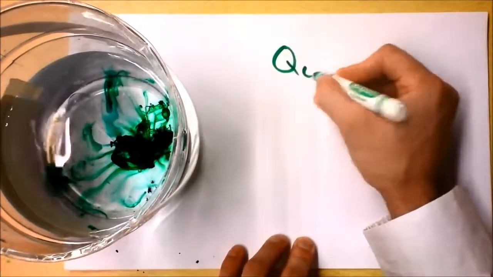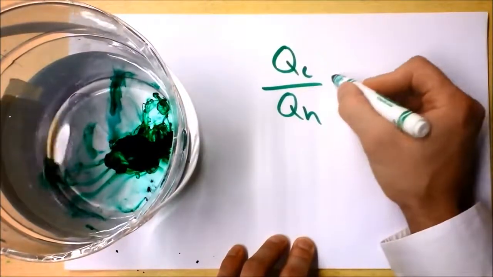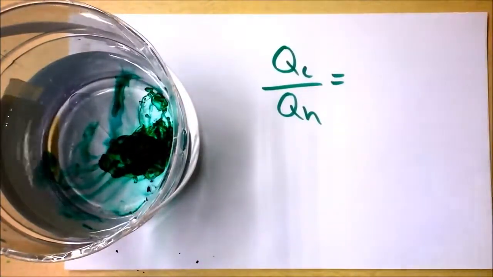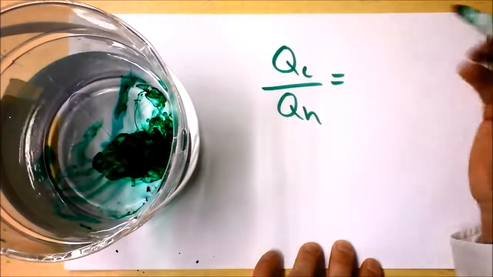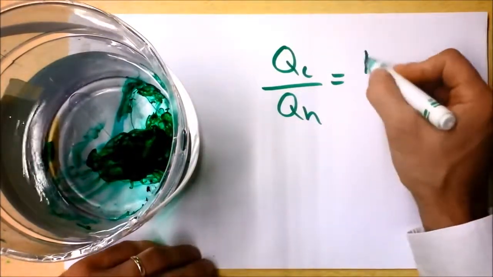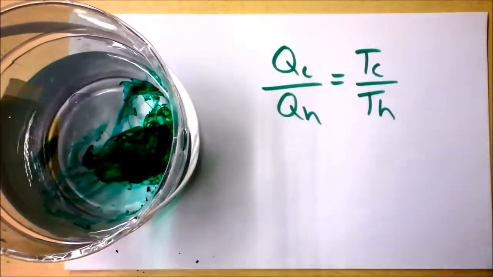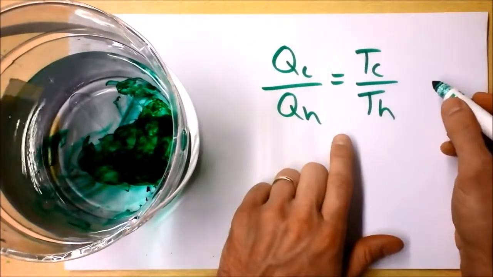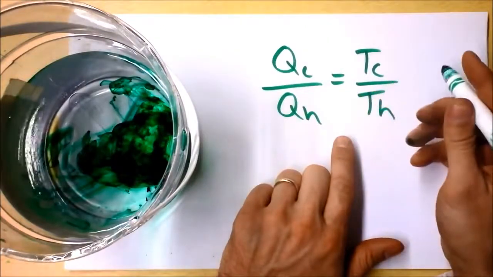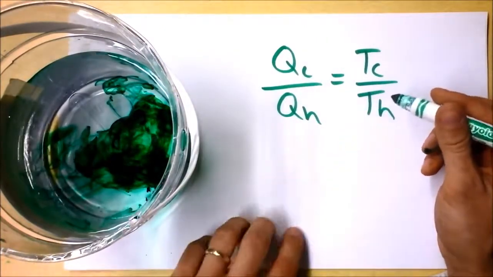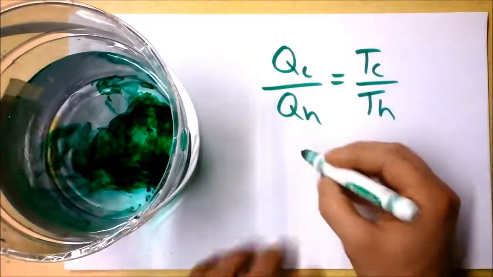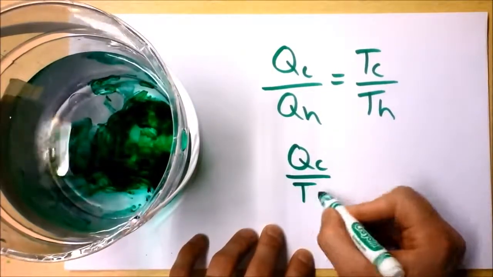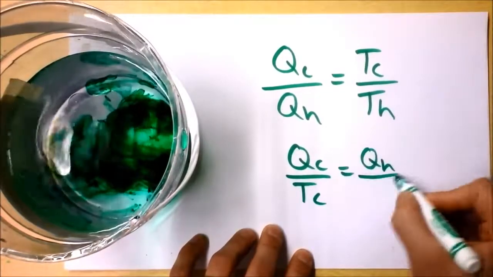Now, Lord Kelvin said that QC over QH was equal to TC over TH, and in fact, he used that to define what temperature means. As he defined that, some folks noticed that if you get everything with C on one side and everything with H on the other side, you could get this beautiful equation. It says QC over TC is equal to QH over TH.